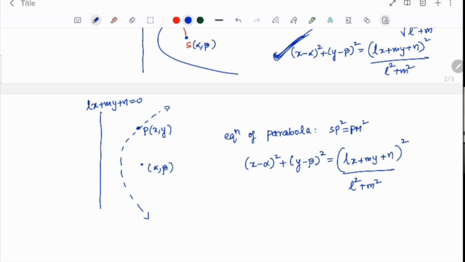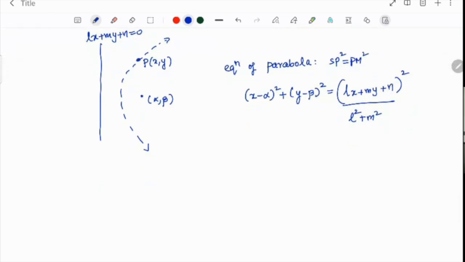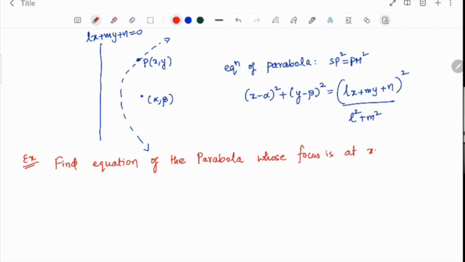All right, so let's solve one question. Find the equation of the parabola whose focus is 2, 1 and directrix is x plus 2y plus 1 is equal to 0. What would be the equation of the parabola in this case?